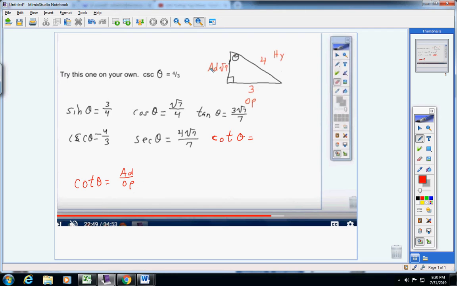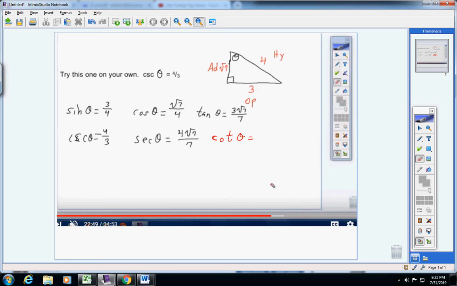So your adjacent side goes up top. That's square root of 7. Your opposite side is 3. And look at that. Boom, you're done. There's your answer. So flipping is sometimes faster. Sometimes it's better to just go to the triangle and get your answer from that. However, sometimes you have to flip, Gabrielle, because sometimes there's not a triangle to go by.